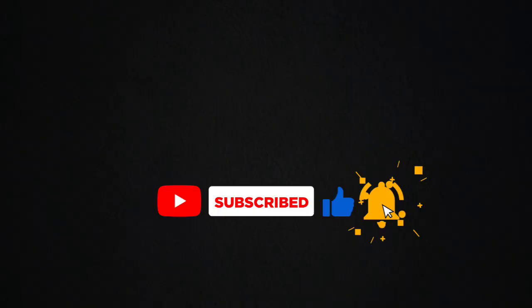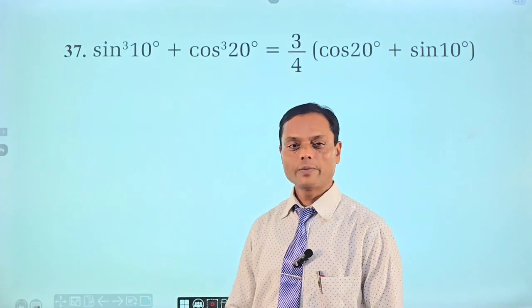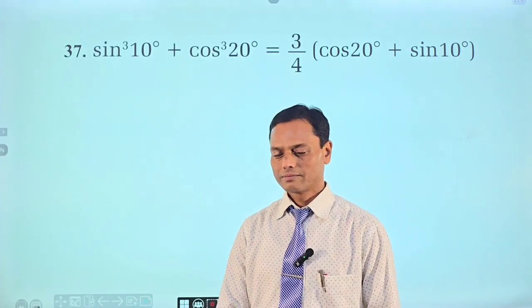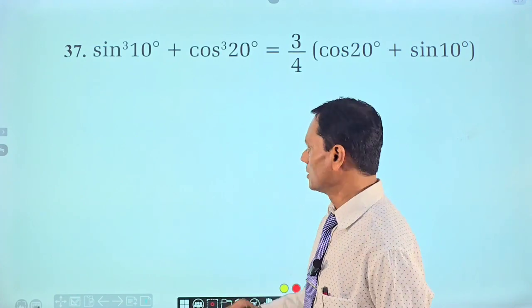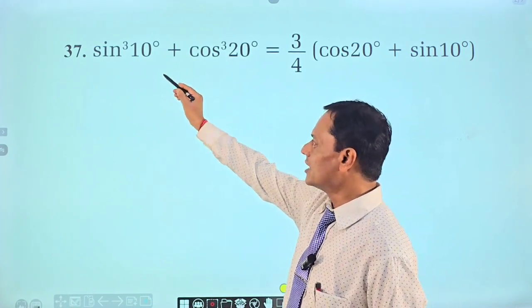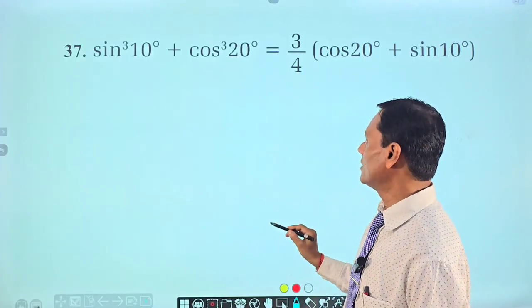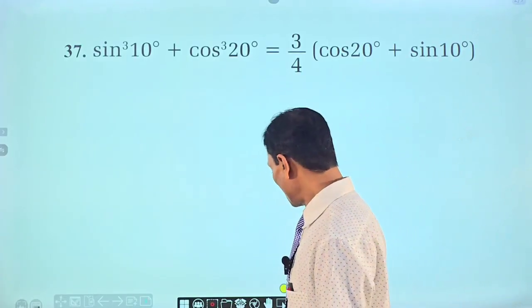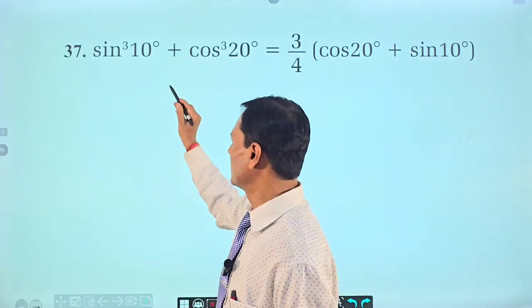Let's ride. You see identity number 37. It means I have already solved 36 identities in the previous parts. You are watching, I am pretty sure. So in number 37, sine cube 10 degree plus cos cube 20 degree equals 3 by 4 times cos 20 degree plus sine 10 degree. So we are going to choose the left hand side, correct?